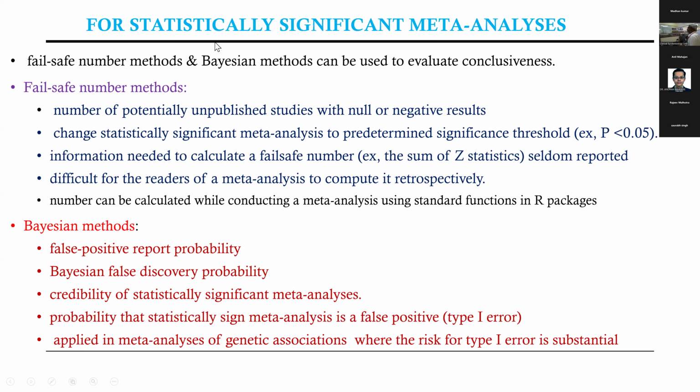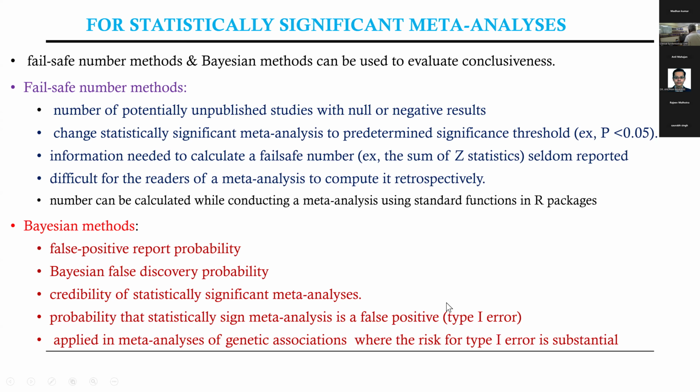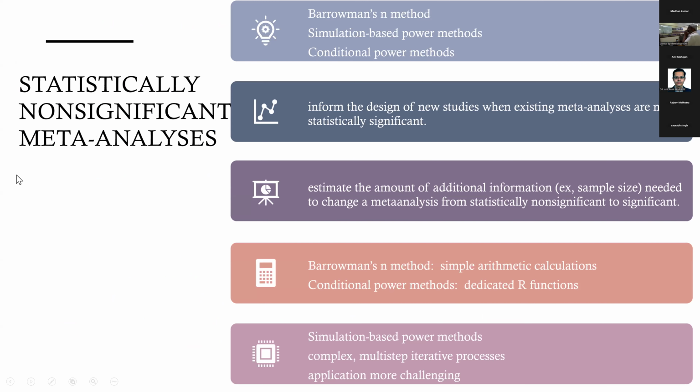So, these are the guidance. I told you different mathematical methods for conclusivity. Now, I am going to tell you when to use them. I told you that for significant results, we can use fail-safe number and Bayesian methods. If the systematic review results are not significant, meaning we cannot conclude that A is better than B, then what methods do we use?